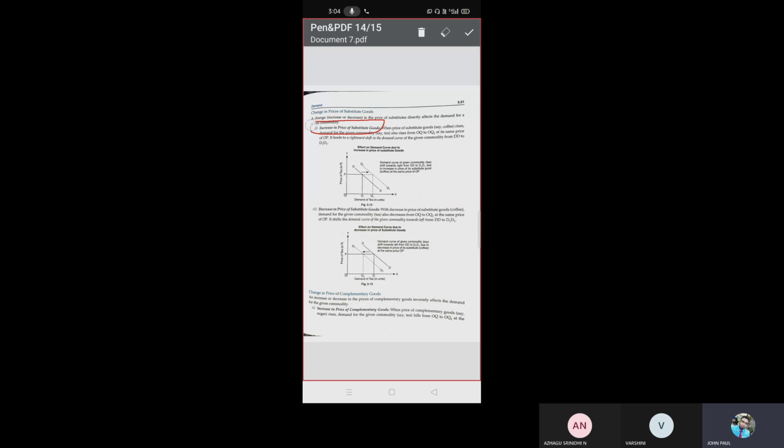Increase in price of substitute goods. What is substitute goods? Say tea is the given goods and coffee is the substitute goods. When the price of substitute goods, coffee, increases, a graph is drawn between demand for tea and price of tea. The price of tea did not increase. Price of tea remains constant. So price of tea is how much? 10 rupees. The coffee was 15 rupees.